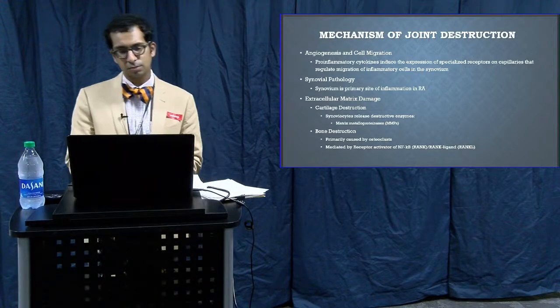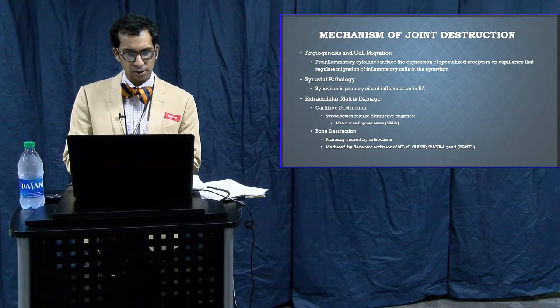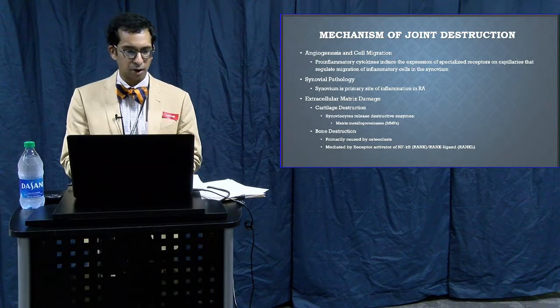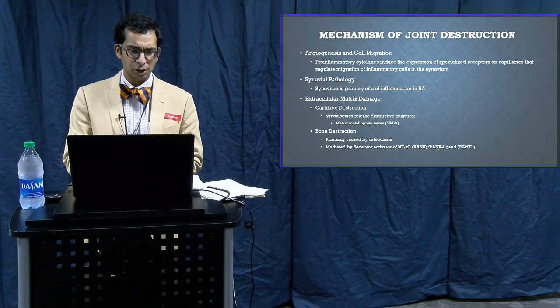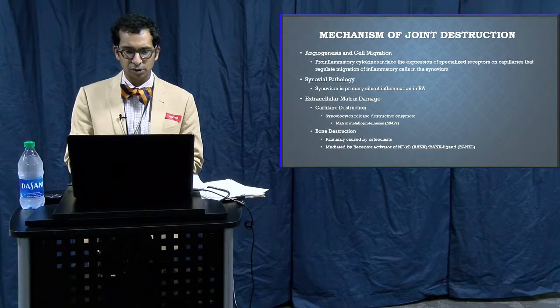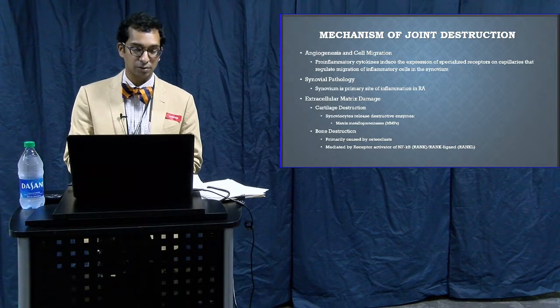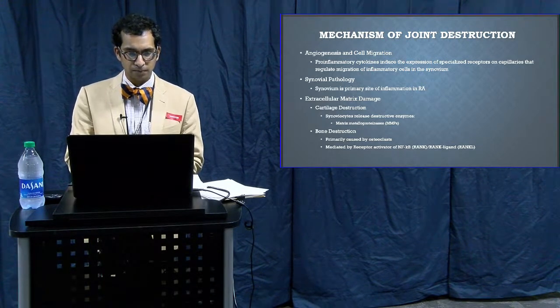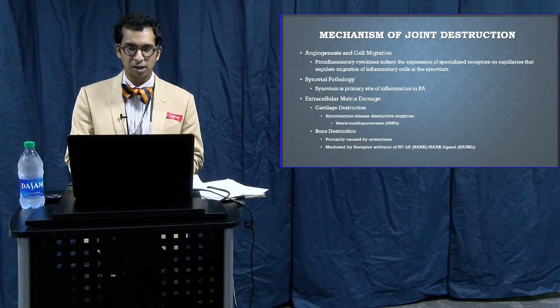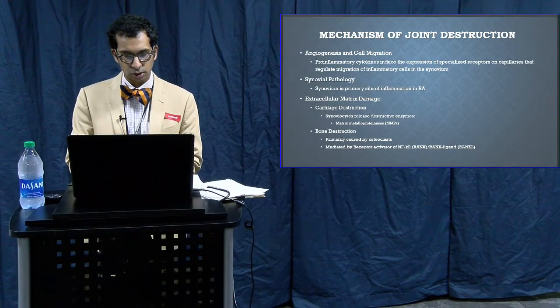In terms of mechanisms of joint destruction, I wanted to talk a little bit about the steps involved. So the first one I've listed here is angiogenesis and cell migration. Inflammatory cytokines can induce the expression of certain receptors on capillaries that help to regulate and facilitate migration of inflammatory cells in the synovium. In terms of synovial pathology, it's really important to understand that the synovium is the primary site of inflammation in rheumatoid arthritis, and I'll show you some pictures of that shortly.